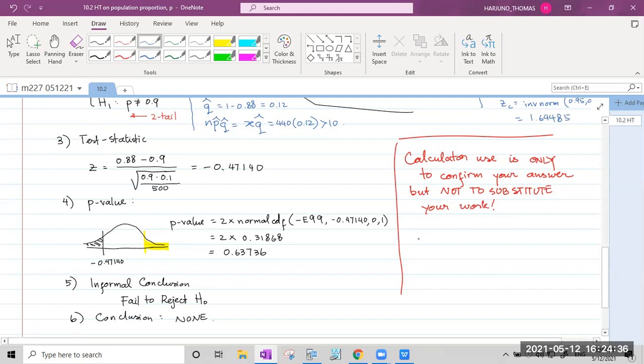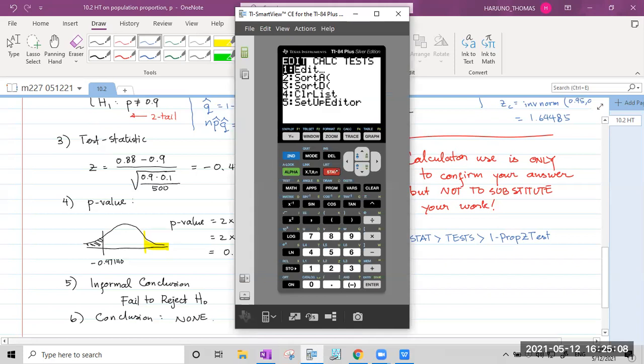You will go to stat and then go to test. And then you go to 1-PropZTest, one proportion z test. Actually, when it comes to proportion, it's always the z test, the standard normal distribution test. Now let me show you. You go to stat, test, 1-PropZTest.